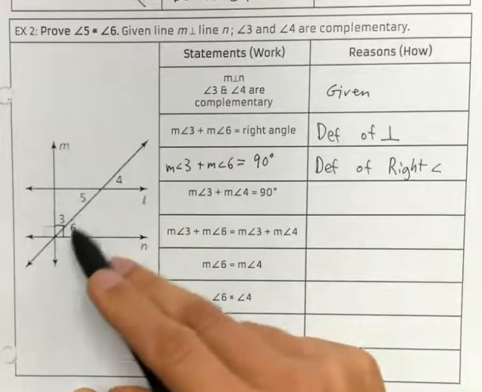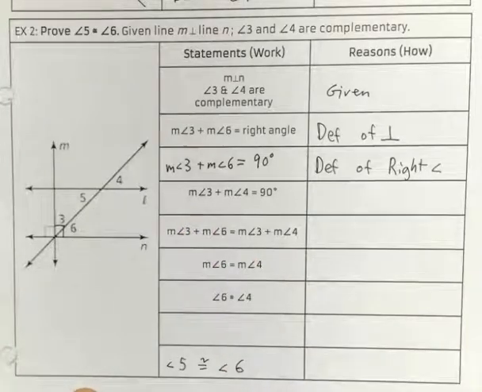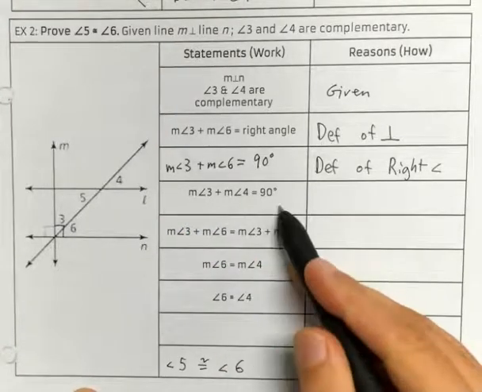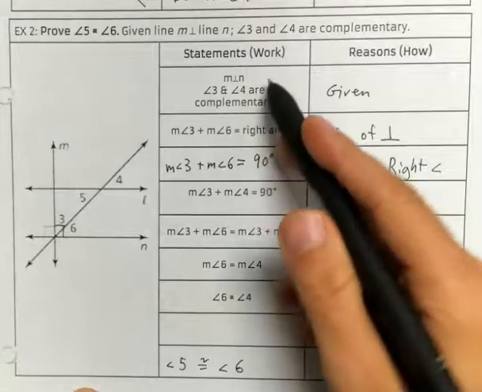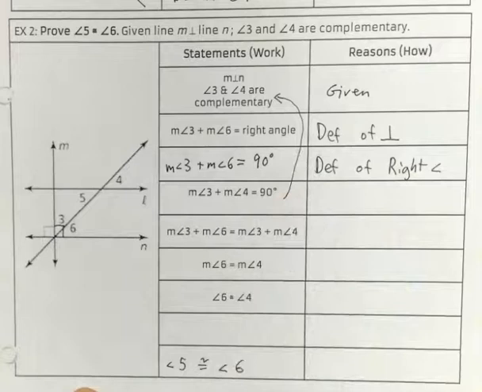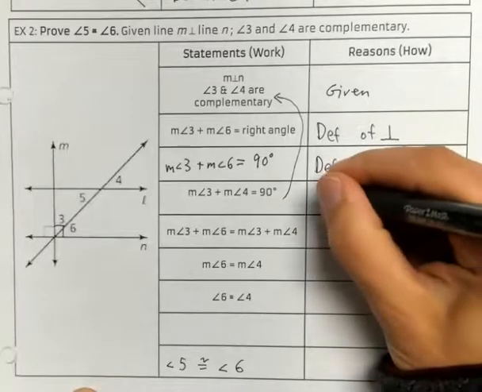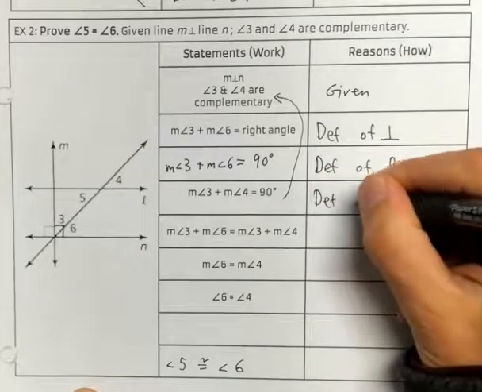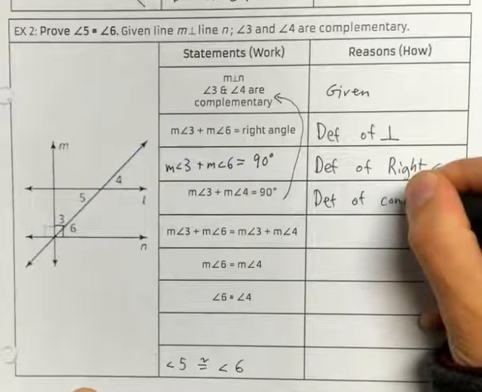Okay, next we have measure of angle 3 plus measure of angle 4 is 90 degrees. Nothing in my picture tells me that they're 90 degrees. Is there anything else that tells me that they're 90 degrees? Well, if I go all the way back to my givens, my given was that they were complementary. Well, what does complementary mean? Complementary means adds up to 90 degrees. So I am using the definition of complementary that was in my givens.